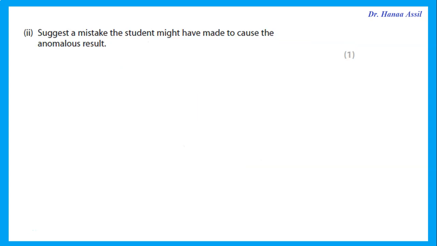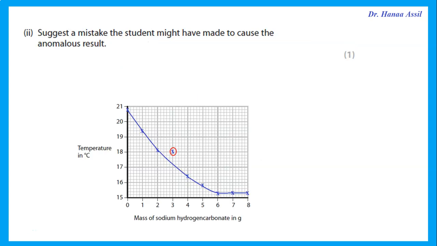So just a mistake the students might have made to cause this anomalous result. What do you think was wrong? Well, probably the student did not stir the mixture, or they took the reading too early before the temperature went down as much as it should.